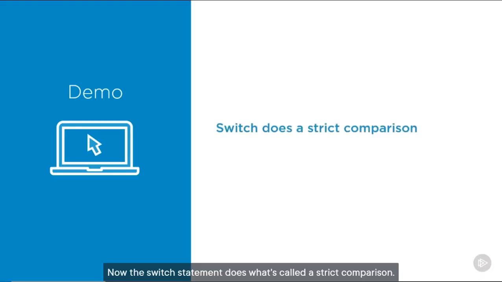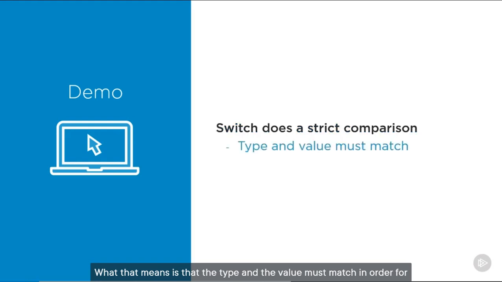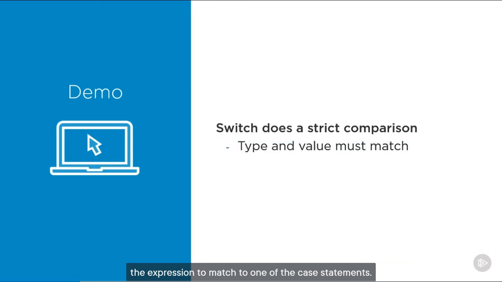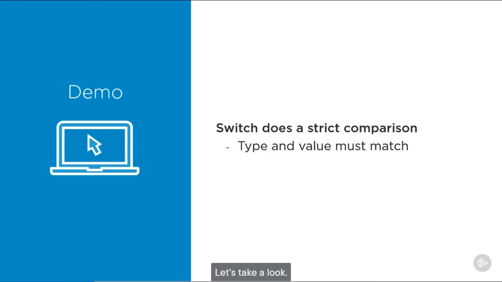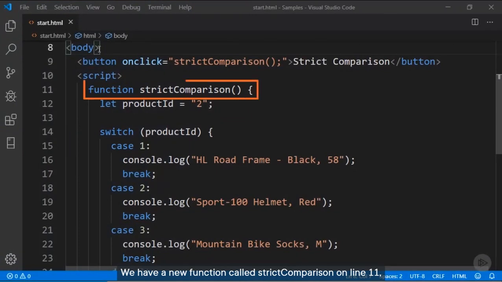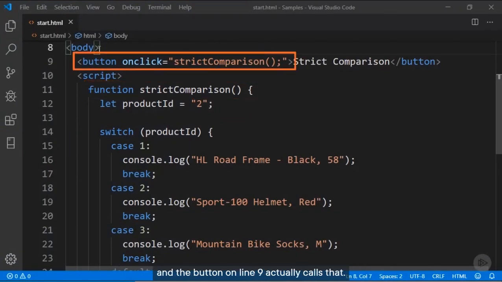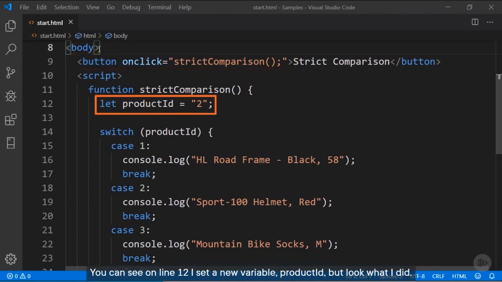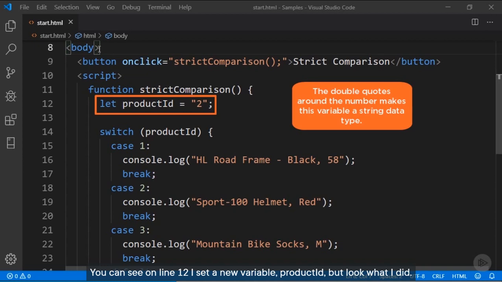Now the switch statement does what's called a strict comparison. What that means is that the type and the value must match in order for the expression to match to one of the case statements. Let's take a look. We have a new function called strict comparison on line 11, and the button on line 9 actually calls that. You can see on line 12 I set a new variable, product ID, but look what I did. I set it to the value 2, but that's a string.